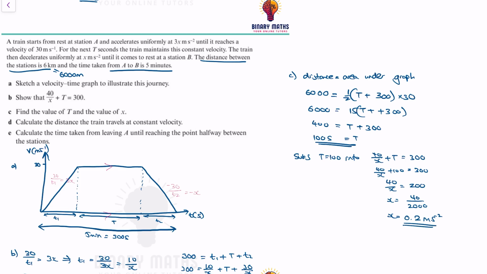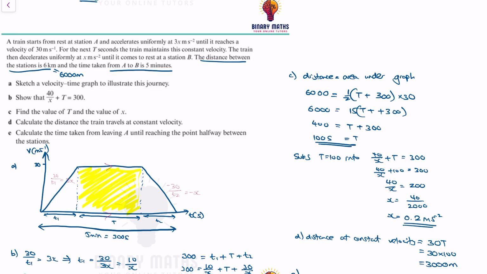D. Calculate the distance travelled at constant velocity. Distance at constant velocity is equal to this part of the graph, so everything under the part where it's straight, which is equal to 30 times t, which is equal to 30 times 100, which is equal to 3,000 meters.